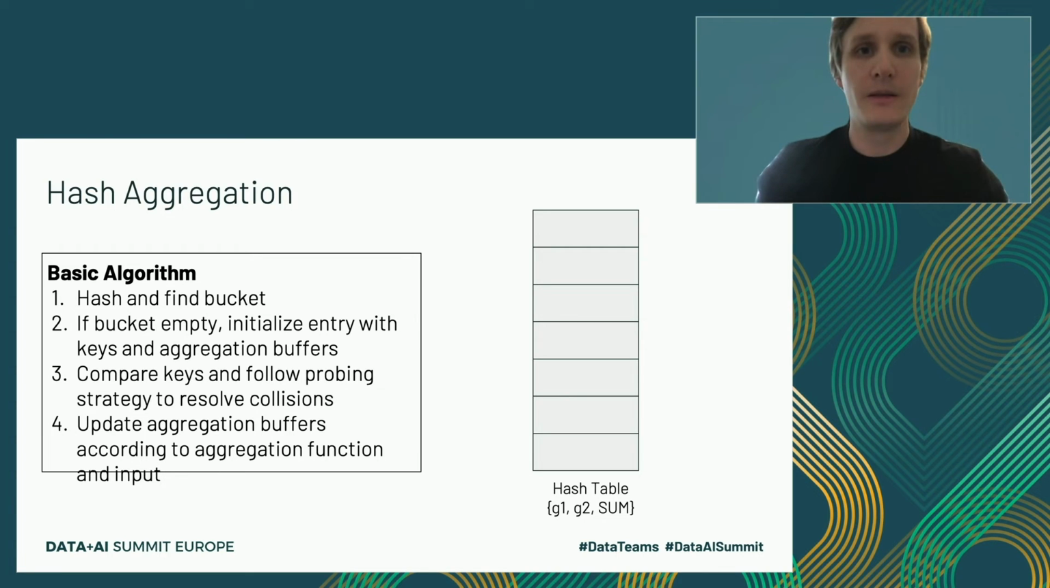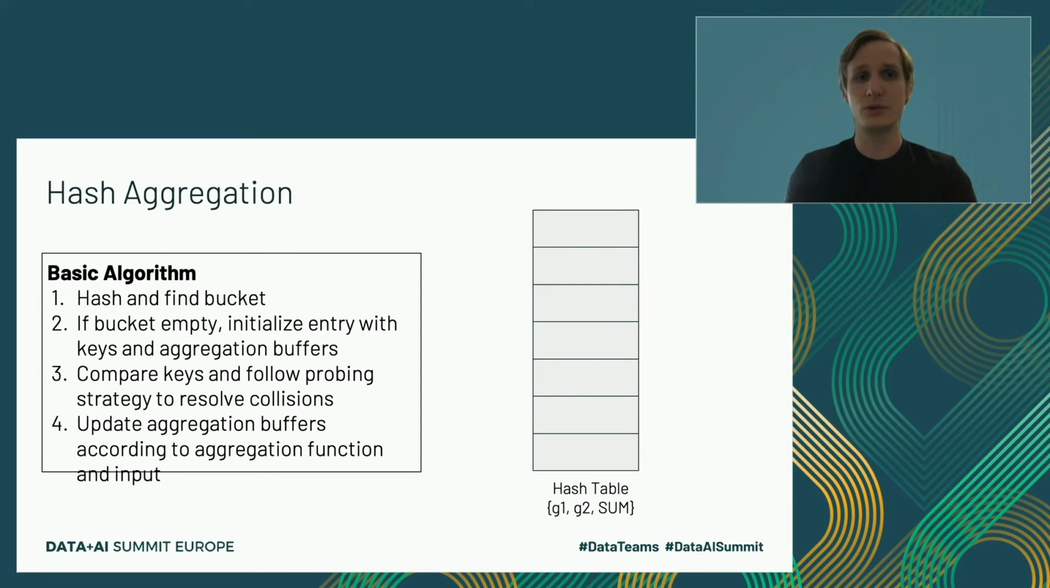So the basic algorithm for hash aggregation is fairly simple. In our example, we were grouping by G1, G2, and computing a sum. So we'll maintain a hash table that has these entries in there. You can think of G1 and G2 as the combined key and sum as the value.